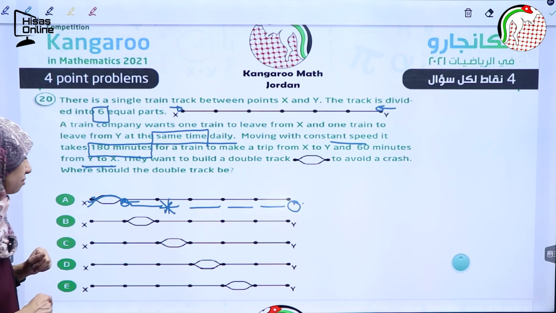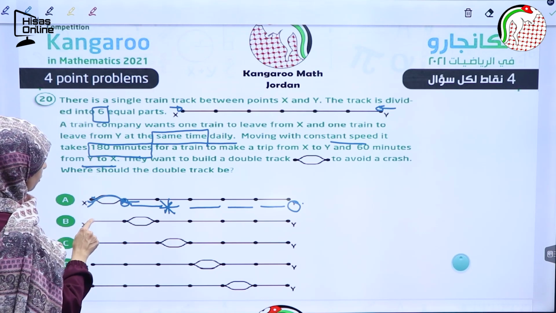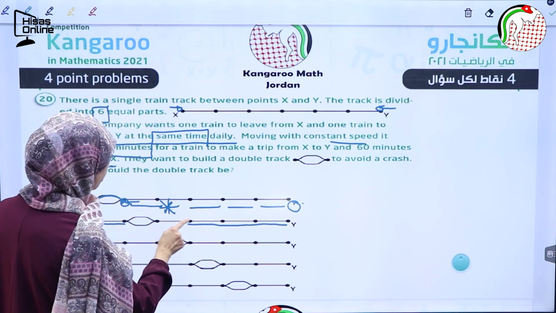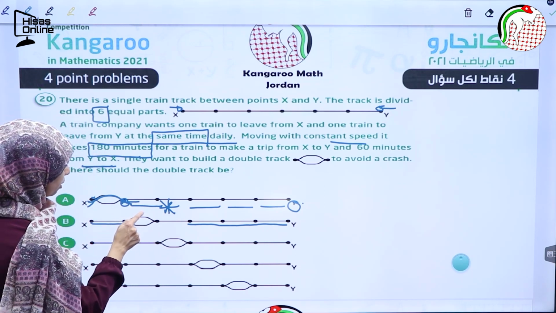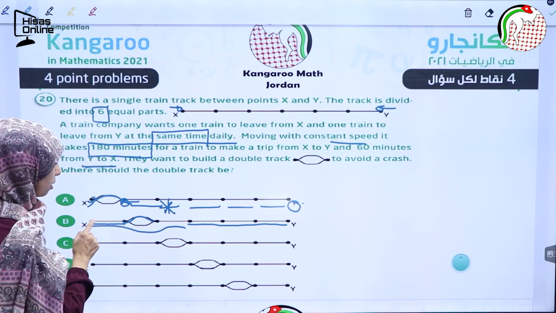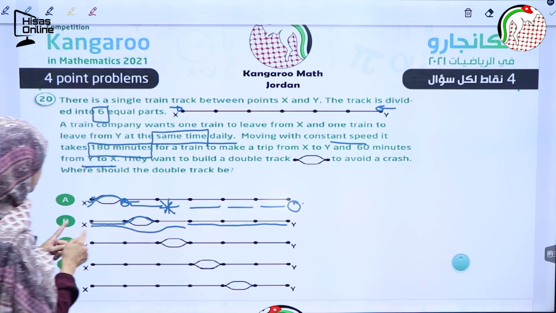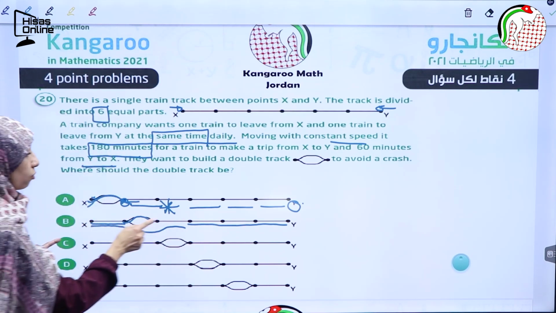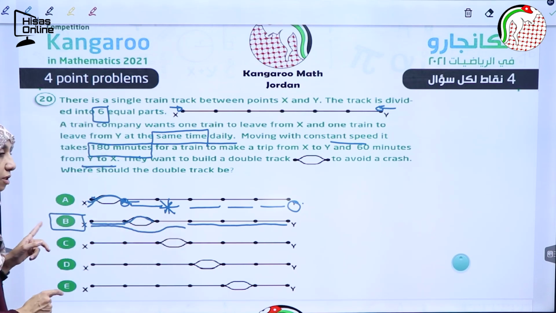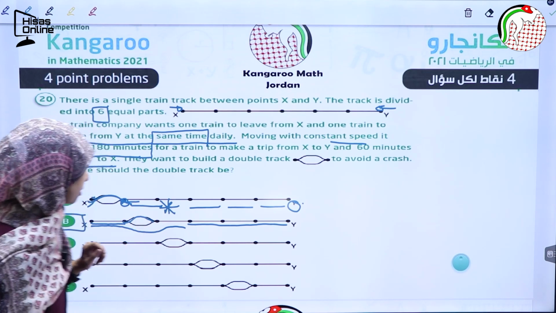Let's see B. 1, 2, 3. 1, 2, 3. So in this line, they will not meet. They will move along the double track without having any problem. So this might be our correct answer.